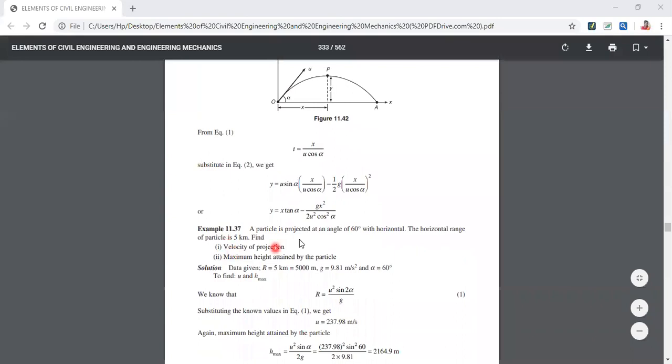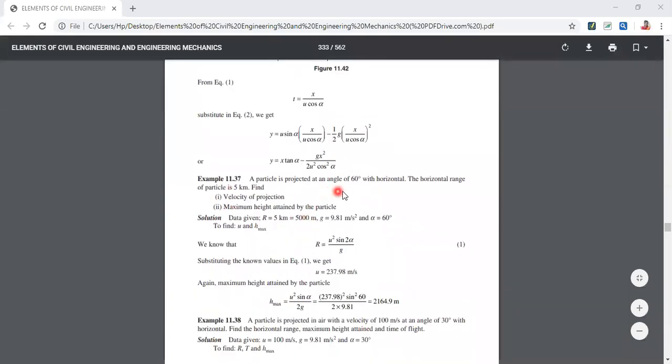A particle is projected at an angle of 60 degrees. So it gives you alpha, that is 60 degrees, with the horizontal. The horizontal range of the particle is 5 kilometers. So our range is given as 5 kilometers. Find the velocity of projection and the maximum height attained by the particle.